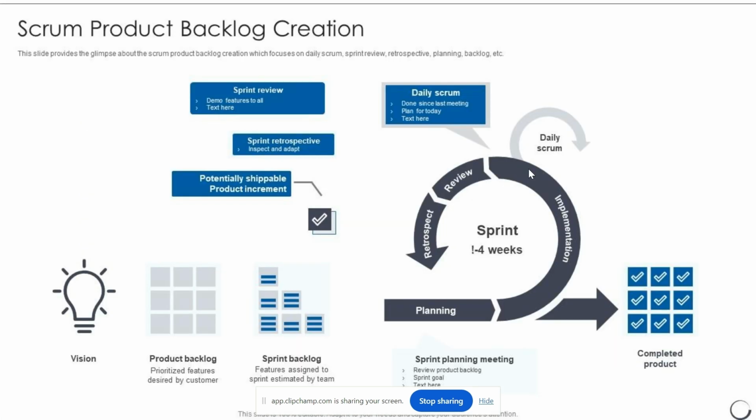You can see on the screen the complete vision. First, the complete process of the agile methodology you can see on the screen. First, the vision, what we have to create, and the product backlog and the sprint backlog. In each sprint, how many features are there? You can see on the screen, right? Clearly, you can see on the screen.